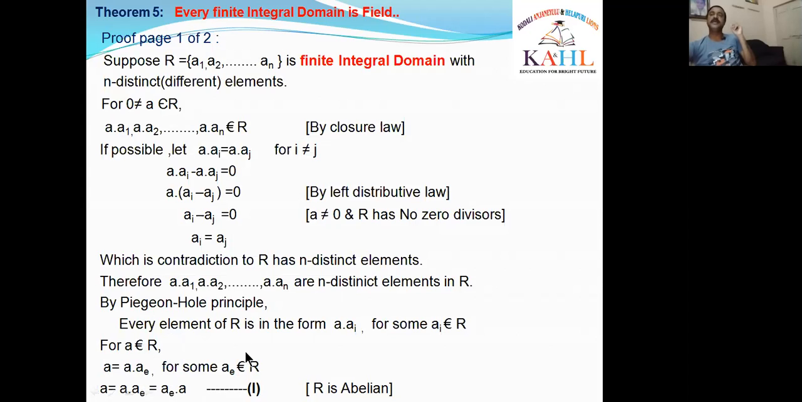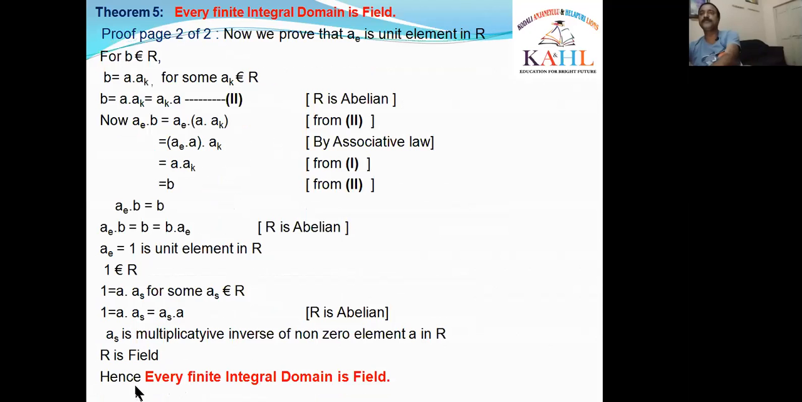What is R? R is an integral domain. Integral domain means R is an abelian ring, meaning the commutative law exists in R. That's why a·ae can be written as ae·a. So a·ae is equal to ae·a. That means a is multiplying with ae, we got a. Then we got a as this. That means ae acts as the identity. That means ae is called the unit element or identity element in R.